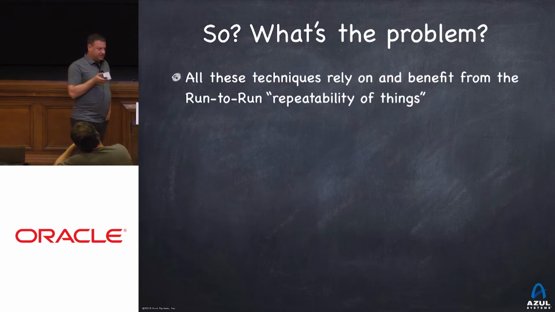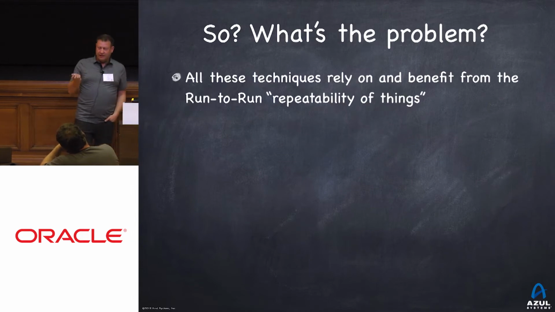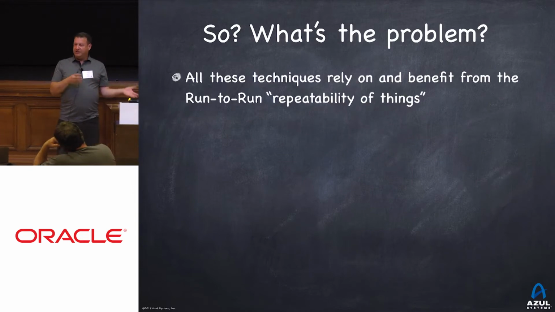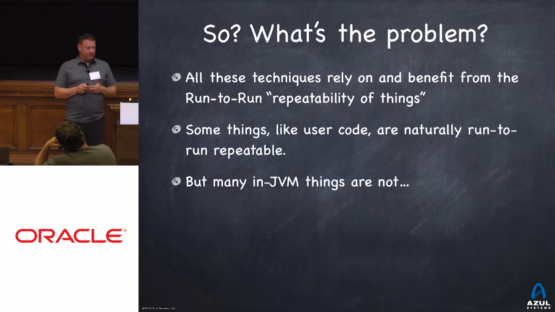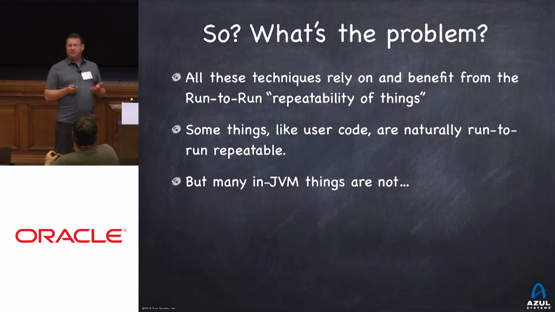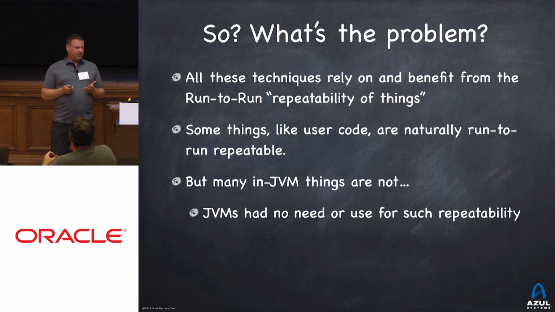So all these things rely on us being able to repeat things run to run, otherwise we have no good information. And some of the things, like the code itself, tend to repeat run to run, but the things inside of the JVM, not so much, because the JVM's never had a reason to do this.